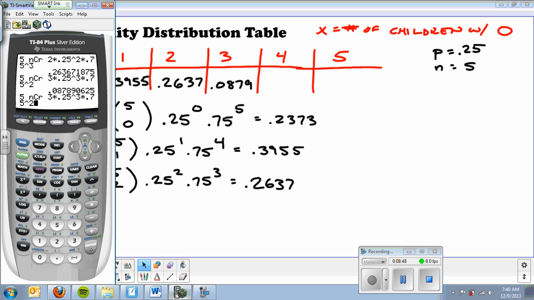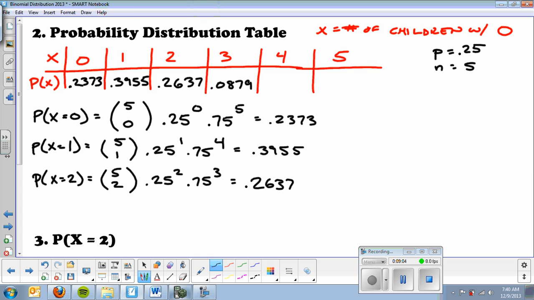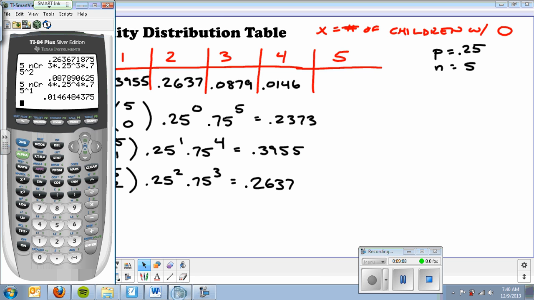So I'm choosing 4 out of 5. That means 0.25 to the fourth and 0.75 to the first. 4 type O's, 1 not. 0.0146. And lastly, picking 5 children having type O.